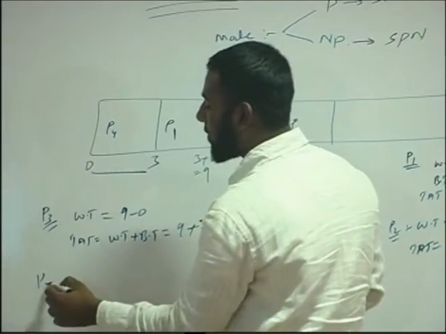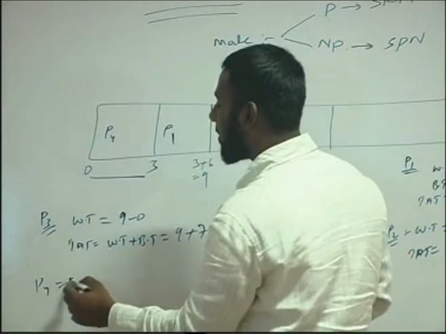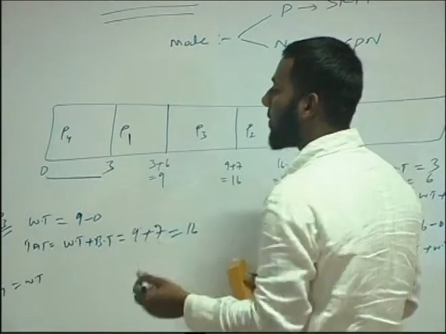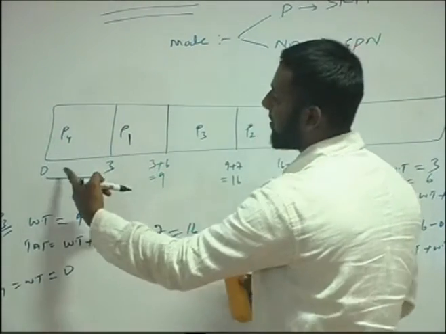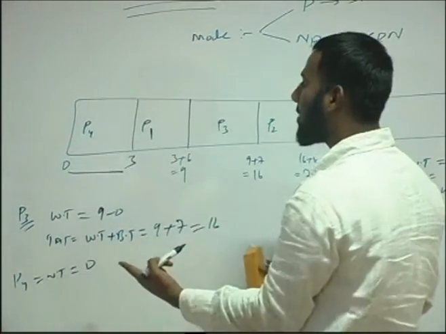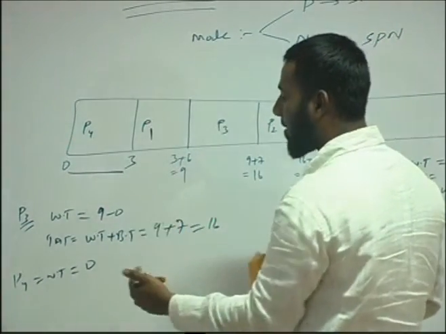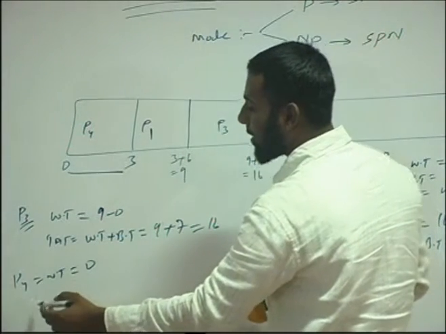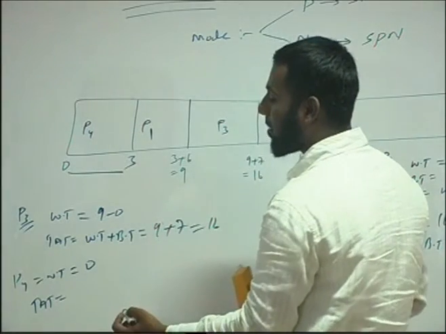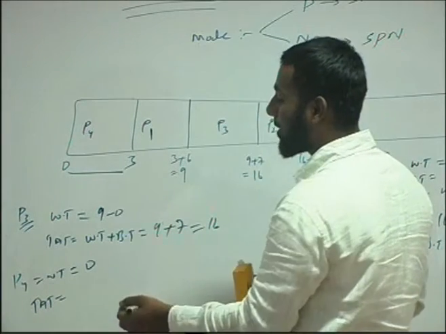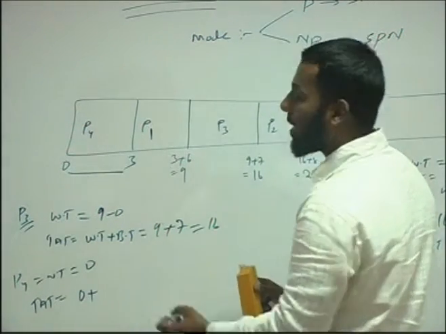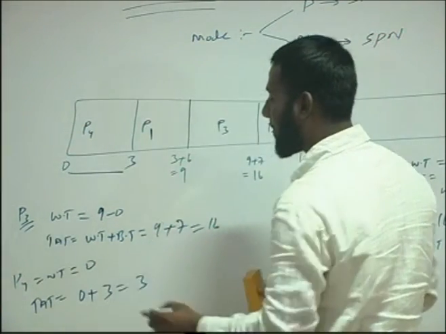Then for process P4. What is the waiting time for process P4? The waiting time for process P4 is 0, because it was submitted to the system at time 0, and it was scheduled at the same time. So the waiting time is 0. In the best case, the turnaround time is equal to the burst time or service time, also called execution time. So 0 plus 3 for P4 is 3.